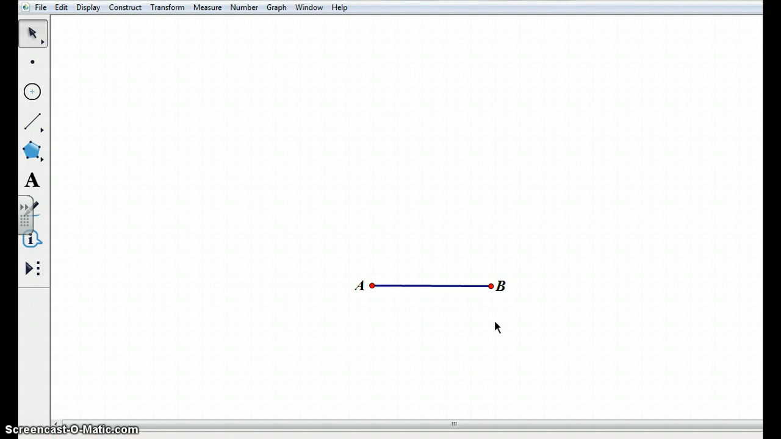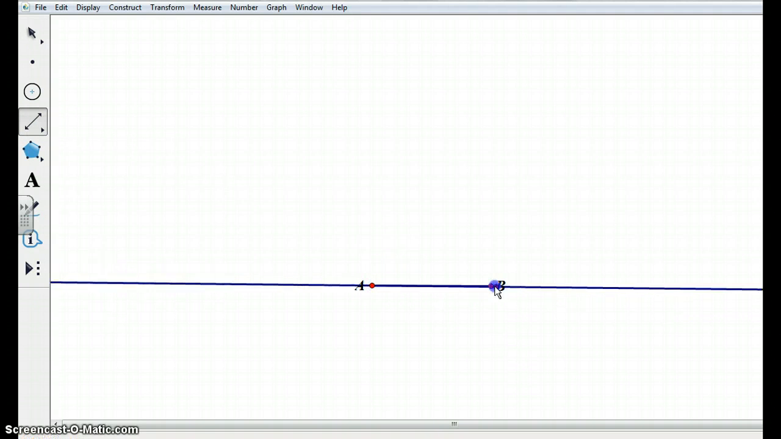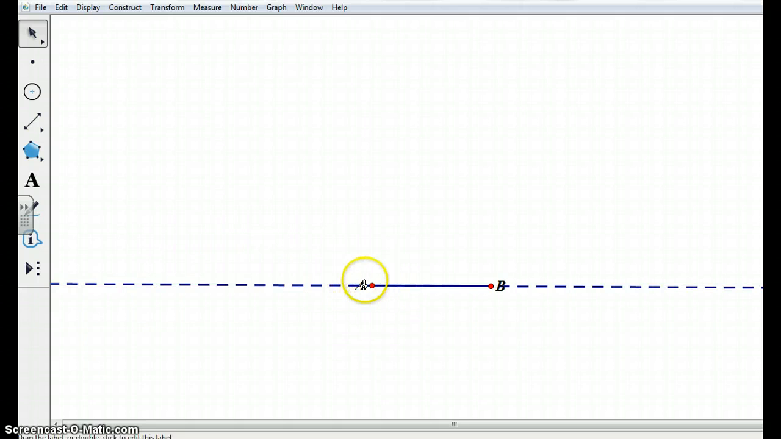Your first step is that I'm going to extend this line. I really need this line to be bigger because I need to construct points that are going to be around it. So I'm going to make this a dashed line so that we can differentiate. Now we'll start with A. I need to get two points that are equidistant to the left and to the right of A.